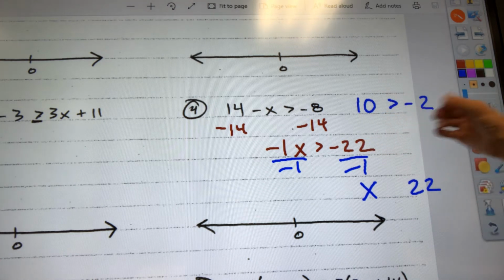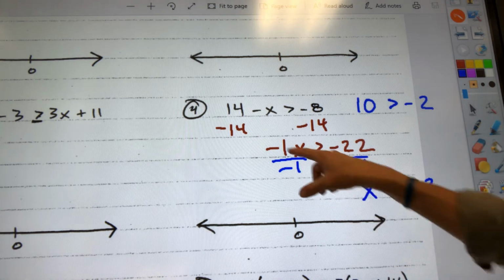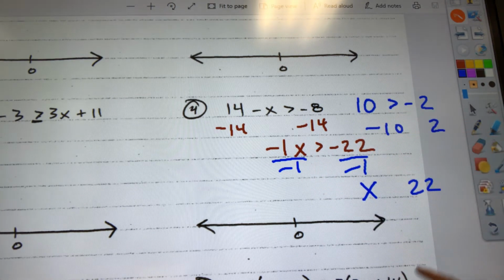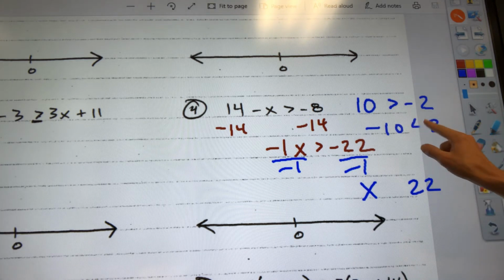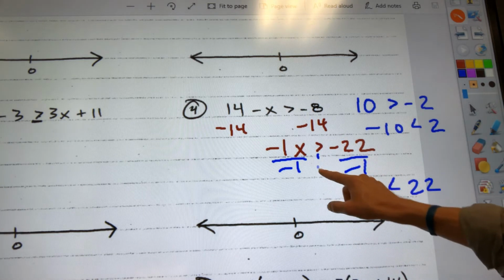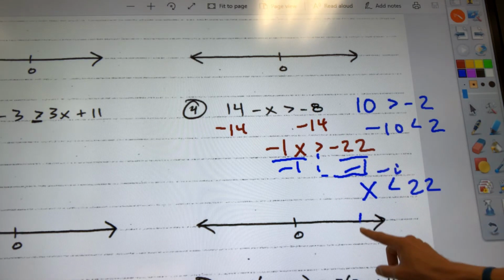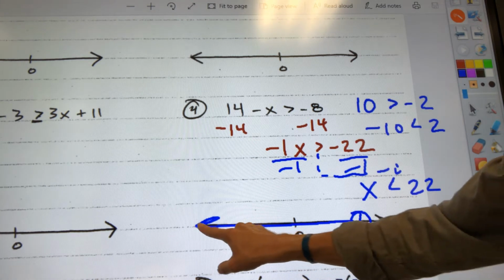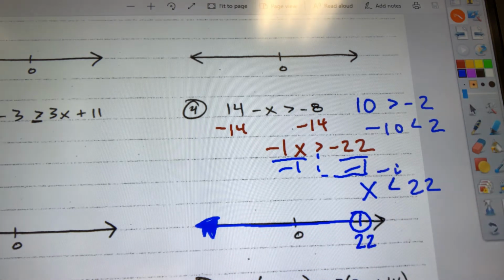But when I multiply both sides by -1 or divide by -1, like I literally did here, now I have -10 and 2. And -10 is not greater than 2. So this reinforces the rule you know from Algebra 1. If you multiply or divide an inequality by a negative, the sign has got to flip to keep a true statement. So x is now less than 22. There's 22. Shade to the left.